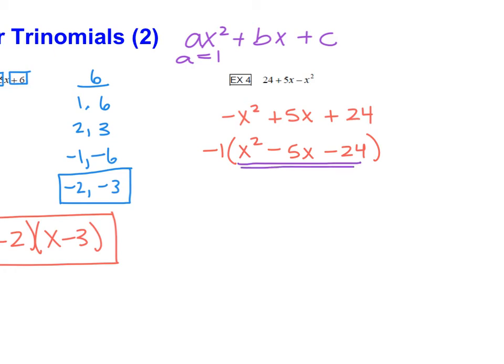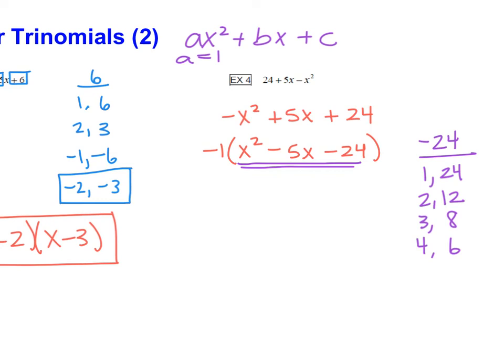So you go to your c value of negative 24, and we want factors of negative 24 that add up to a negative 5. So I'm just going to list the factors. 24 has kind of a lot, I think. 1 and 24, 2 goes in 12 times, 3 goes in 8 times, 4 goes in 6 times, 5 does not go in, 6 goes in, but I already have 6 listed, so we're done. We've got all of them.